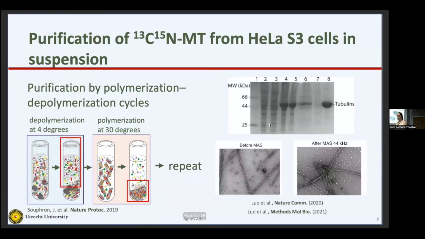So we obtain quite clean tubulin, and we also checked via microscopy if they're intact after magic angle spinning. And that seems to be the case.